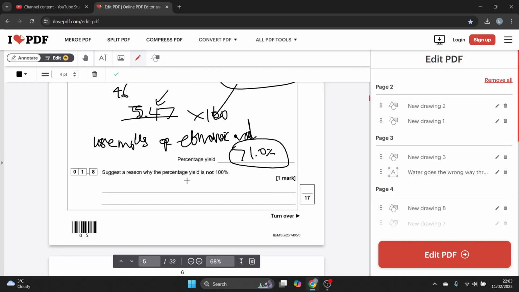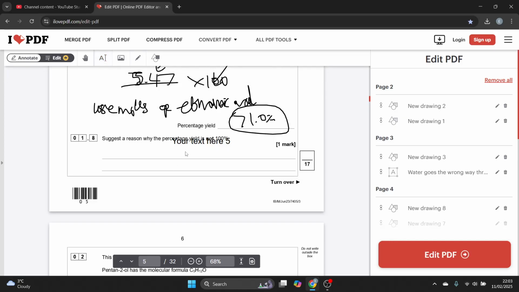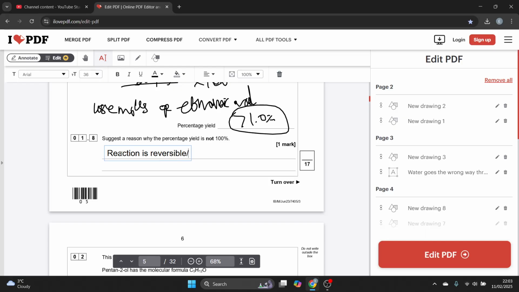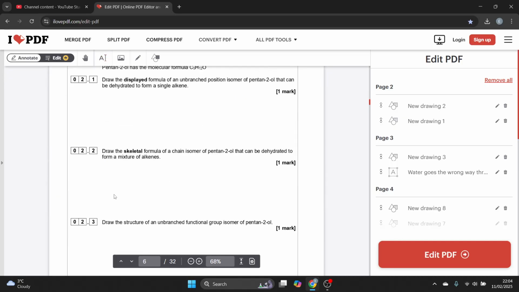So just a reason why the percentage yield is not 100%: the reaction is reversible, an equilibrium.